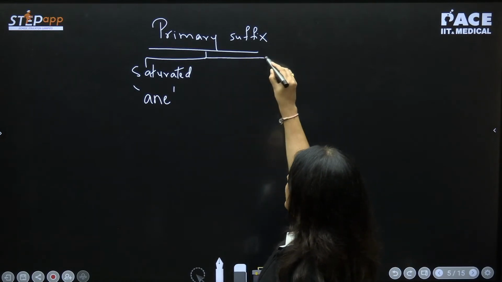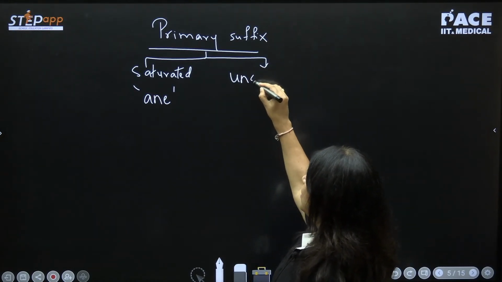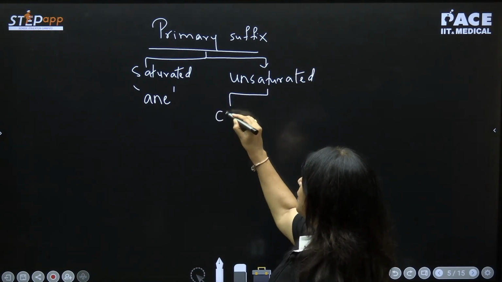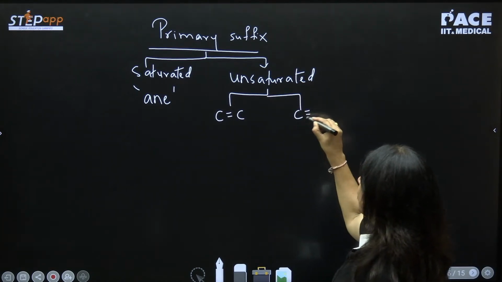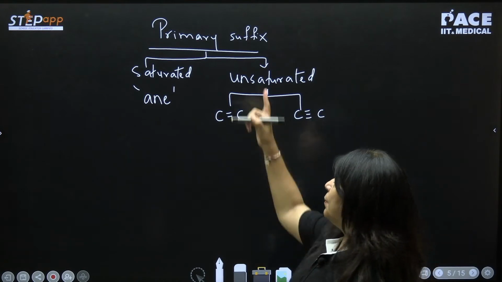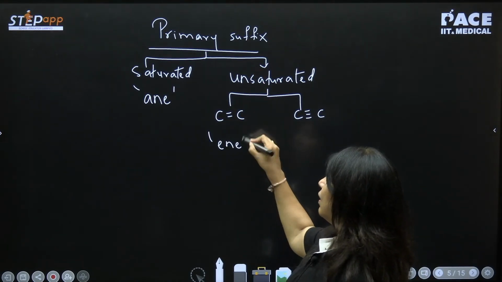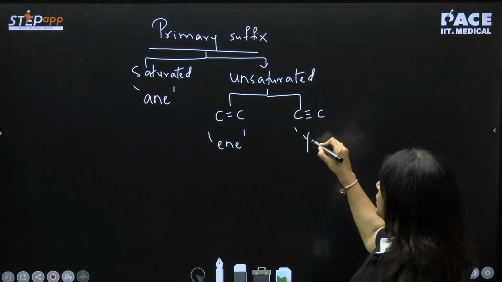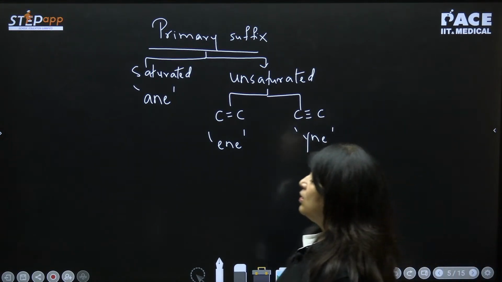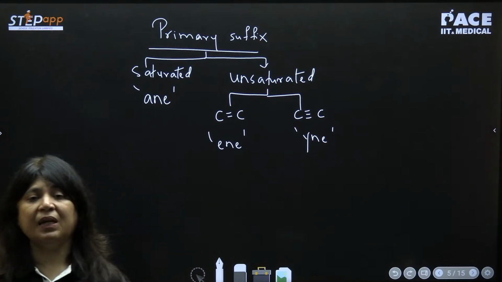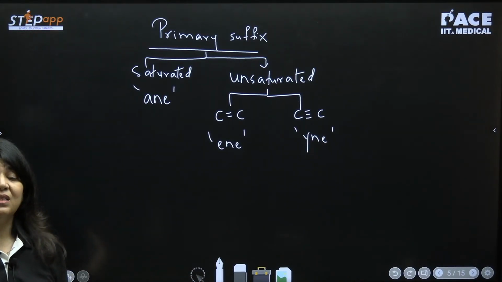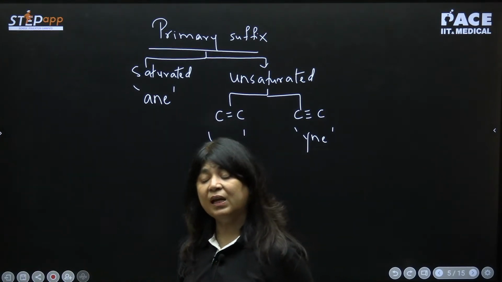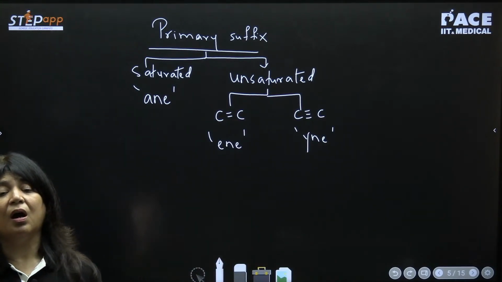For an unsaturated organic compound, it will depend whether the molecule has a carbon-carbon double bond or a carbon-carbon triple bond. For a carbon-carbon double bond, the primary suffix which we use is "ene", and for a carbon-carbon triple bond present in the molecule, the primary suffix to be used is "yne". So the two main components of naming an organic compound are the root word, which indicates the number of carbon atoms in the parent chain, and the primary suffix, which tells you whether your organic compound is saturated or unsaturated.